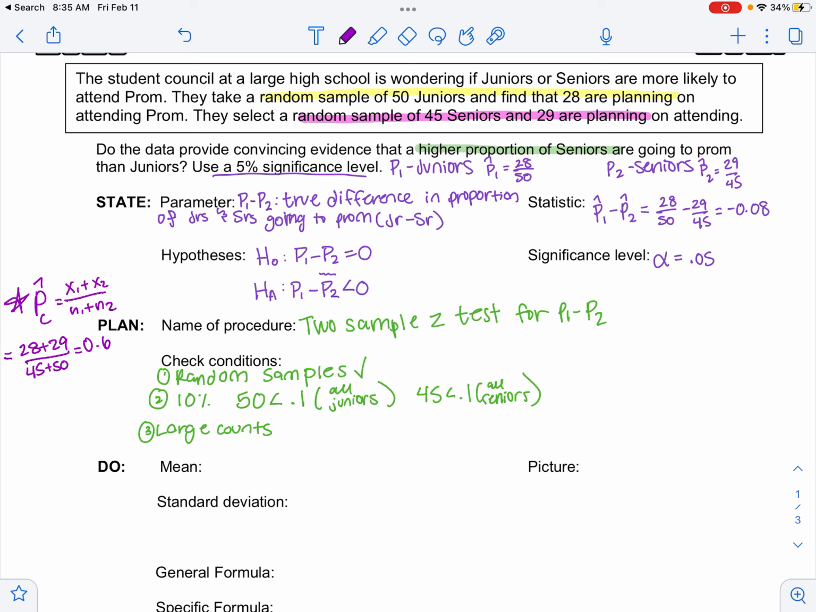So for large counts, instead of N1 P1, now it's going to be N1 P hat combined greater than or equal to 10, and N1 times 1 minus P hat combined greater than or equal to 10. So I'm going to do 50 times 0.6 greater than or equal to 10, 50 times 1 minus 0.6 greater than or equal to 10, and I do the same thing for N2. For the seniors, 45 times 0.6 greater than or equal to 10, and 45 times 1 minus 0.6 greater than or equal to 10.